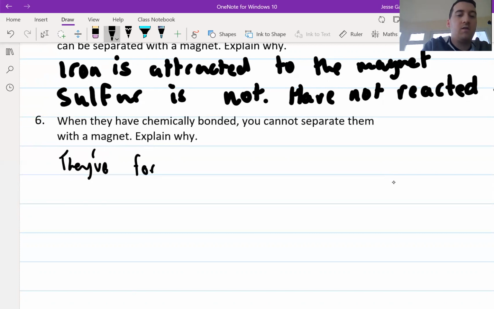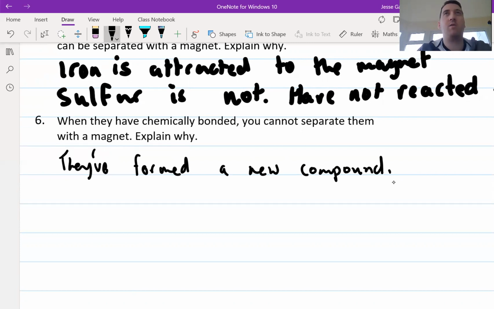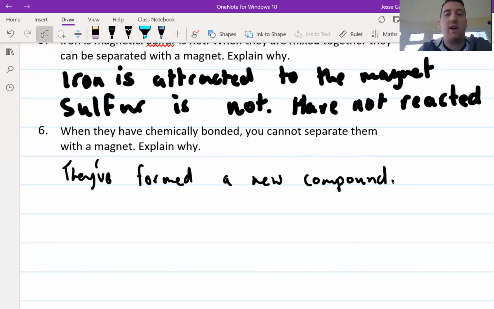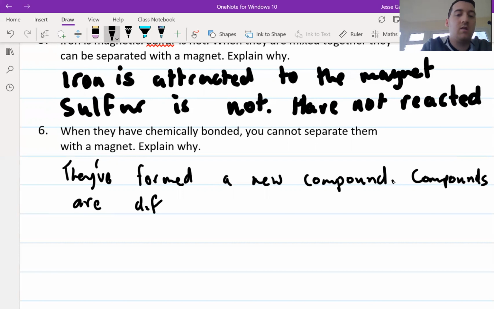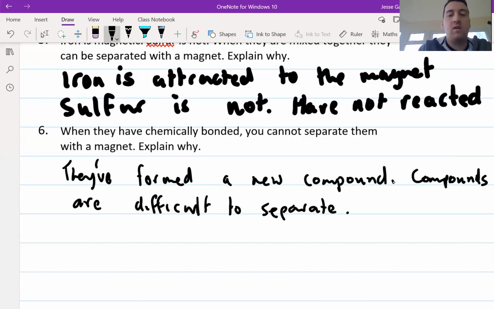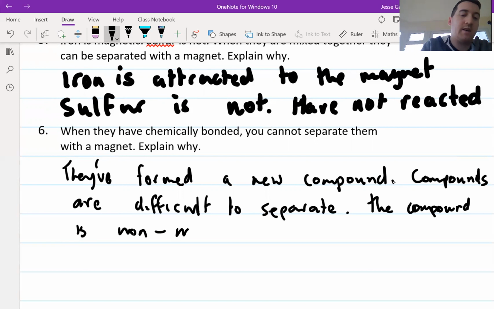They have formed a new compound. When they form a new compound, you can't separate them anymore. It's really hard to separate because the atoms are actually stuck together now. So compounds are difficult to separate. The compound is non-magnetic.